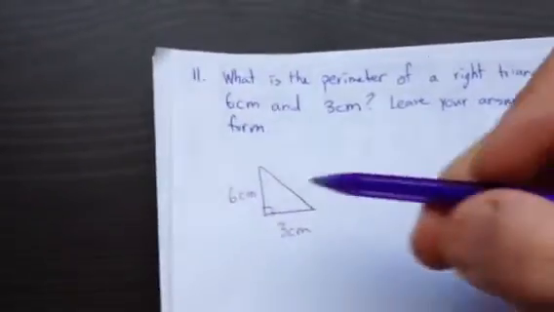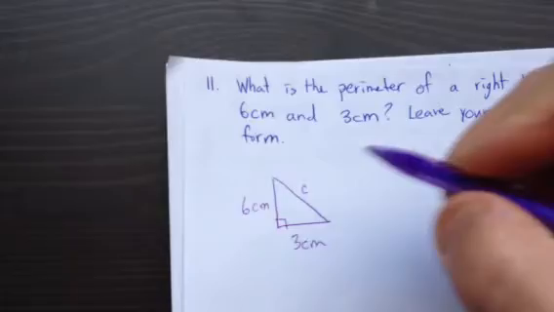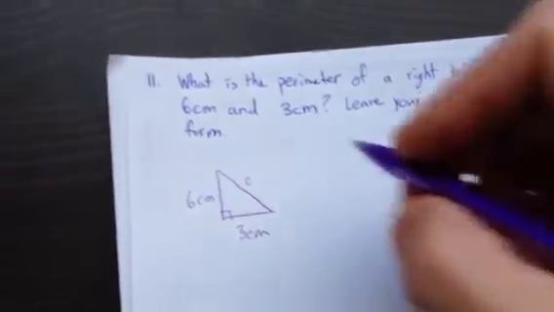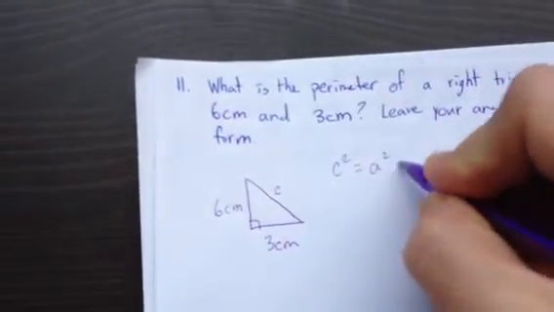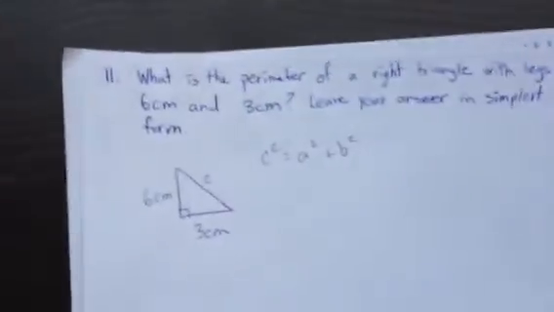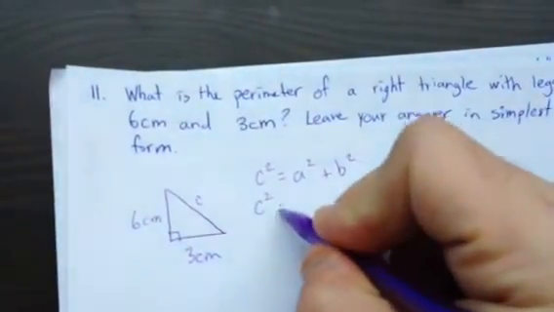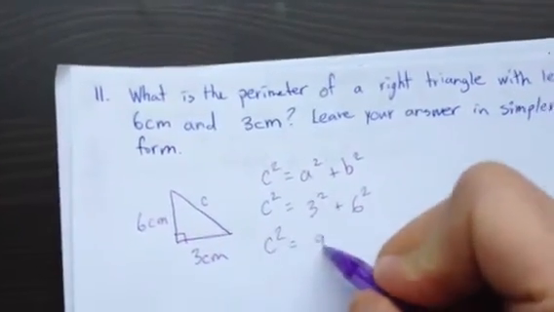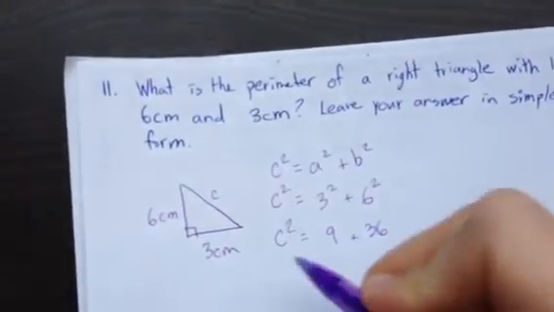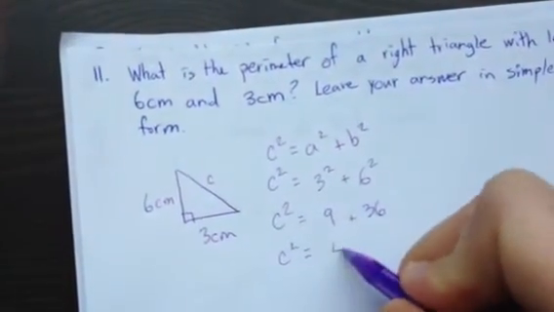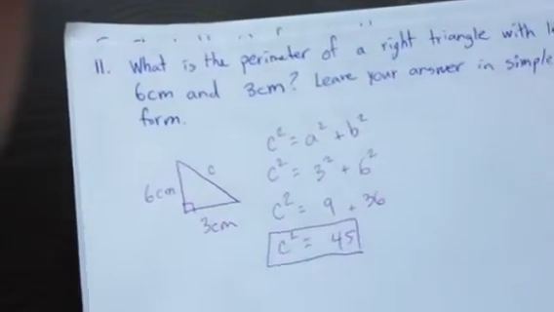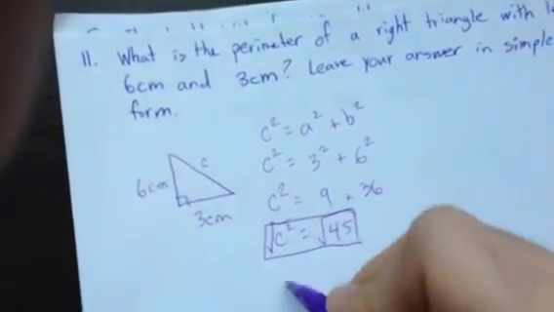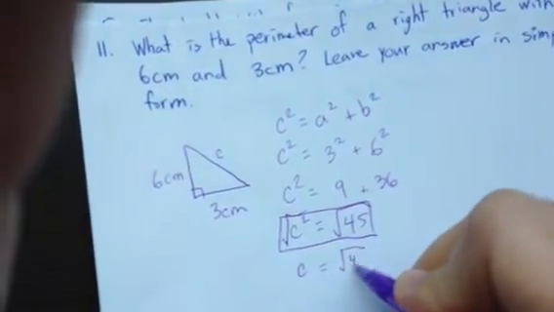So it wants to know what the perimeter is, but it also wants you to leave that in simplest form. So if I take a look at this, again, the only way to figure out what this value is, the hypotenuse, is using the Pythagorean theorem, because that's a 90-degree triangle. So that's c squared equals a squared plus b squared, which is something you knew back in grade 9. So c squared equals a, which is 3 squared, plus b, which is 6 squared. So c squared is equal to 9 plus 36. And so c squared is equal to 45. So that's what c squared is equal to, but what is c equal to? If I take the square root of both sides, of course, c is equal to root 45.